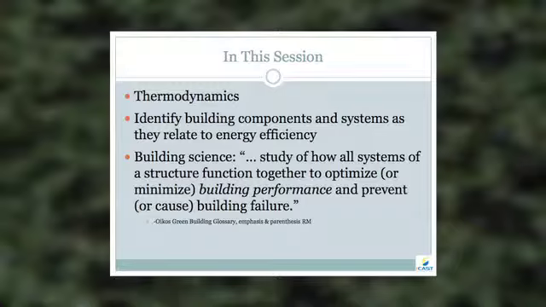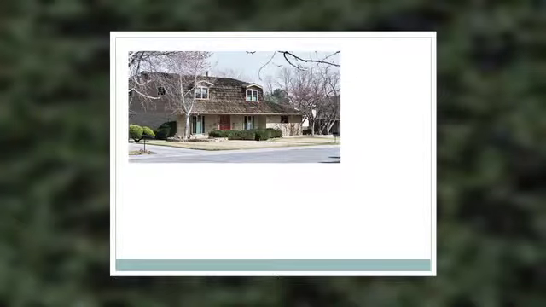Am I talking about a building falling down? Well, if a building falls down, that's certainly building failure, right? But what else am I talking about? Okay, we're talking about loss of energy. What else are we talking about? Loss of function, right? So if the roof leaks, the building has failed, right?